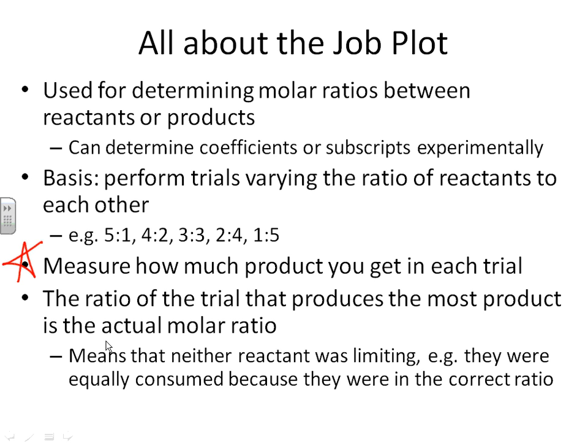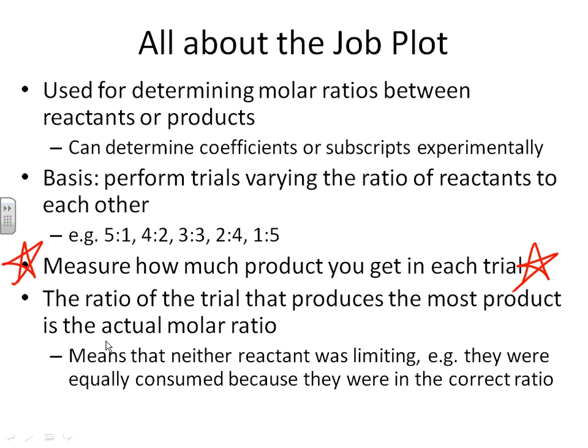But you don't just react them together in various ratios. You also have to measure something. And the key is that you measure something about a product in each case. There are different ways to measure products. The example that's given in your lab handout is you're measuring the mass of a product. That's actually not what we're measuring in this particular lab, but we're still measuring something fundamental about the product of the reaction. So for each trial you're recording, when I did the 5 to 1 ratio, how much product did I get? When I did the 4 to 2 ratio, how much product did I get? You're looking at how much product is produced for each of the various ratios that you've experimented with.